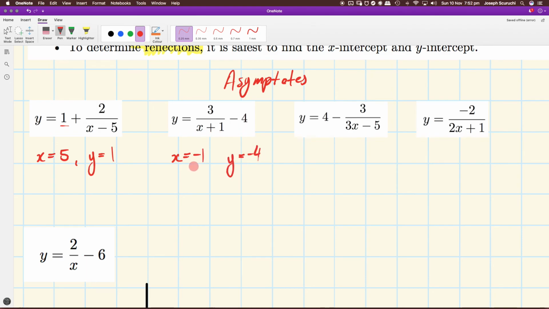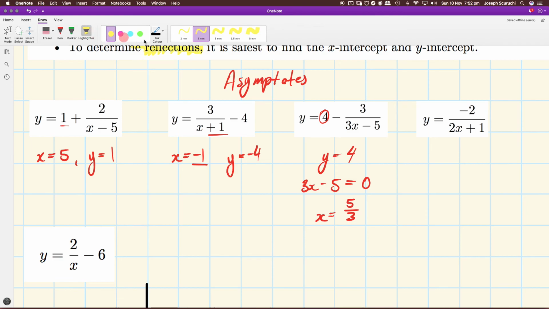So remembering that this is going to be negative, even though this is positive. Don't get confused by that. For this one, let me do my y first because that's easier. I can immediately see that my y is going to be 4. What will my x be? Well, I know that my denominator cannot equal 0. So the first thing I'm going to do is write 3x minus 5 equals 0. I then rearrange to get 5 over 3. So I have now found what my asymptotes will be: x equals 5 over 3, and y equals 4.